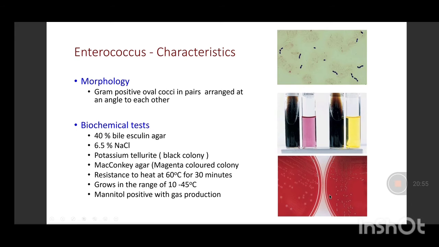And these are the two non-hemolytic. So enterococci can be beta hemolytic, alpha hemolytic, or non-hemolytic. All kinds of hemolysis can be seen. This is faecalis, and another one is faecium.